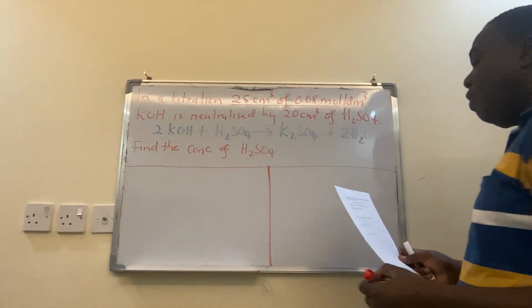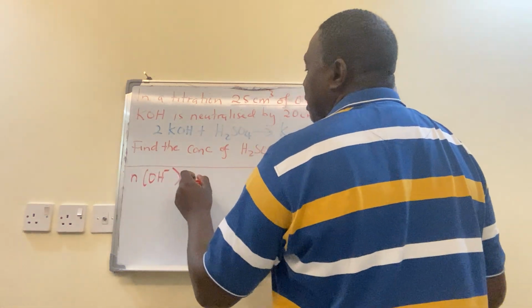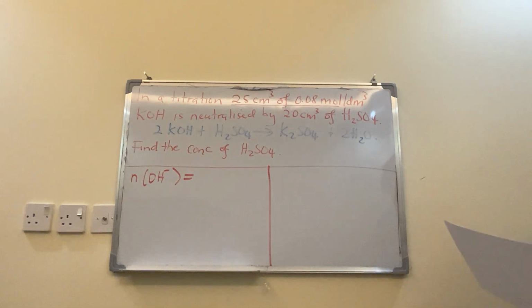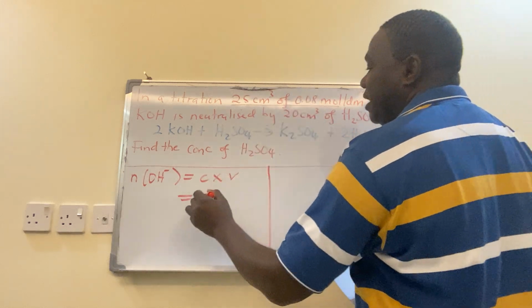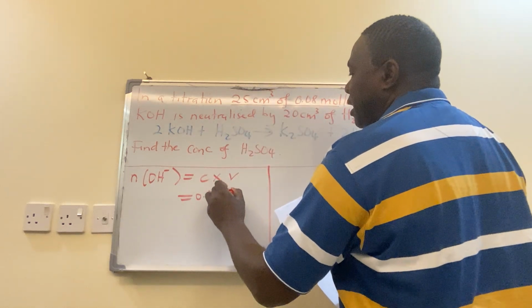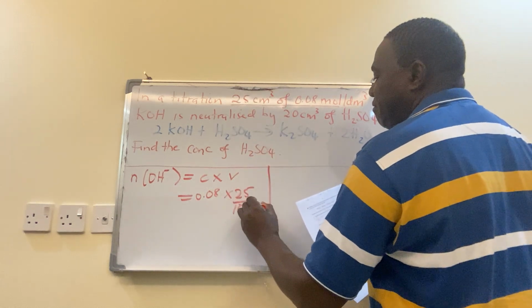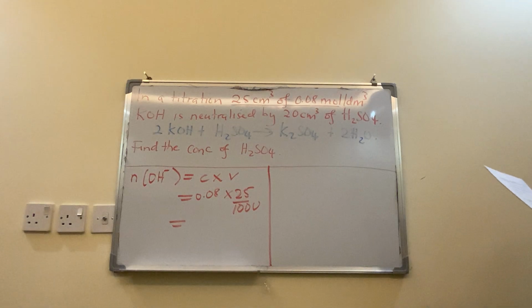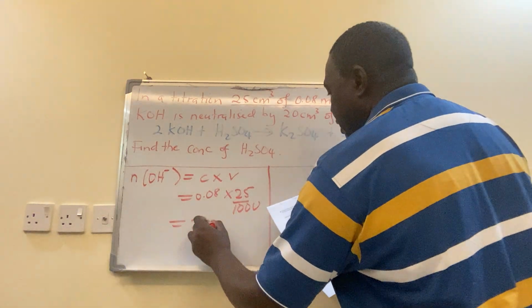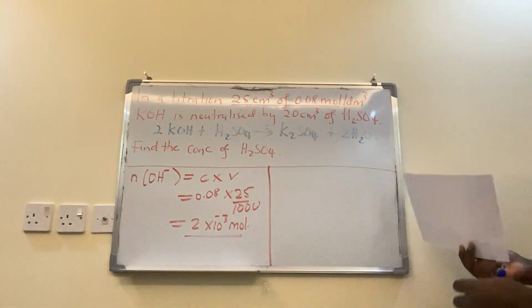So what are we going to do? We're going to calculate the number of moles of the base, potassium hydroxide. The equation for calculating number of moles is concentration times volume. Concentration we are given as 0.08, and our volume is 25. As I mentioned last time, we have to say 25 over 1,000 so that we get our answer in moles per dm cubed. If we do that, 25 over 1,000 times 0.08, we're going to get 2 times 10 to the power minus 3 moles. These are the moles of the base.